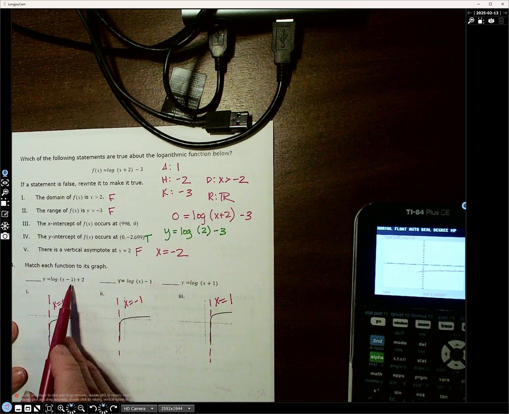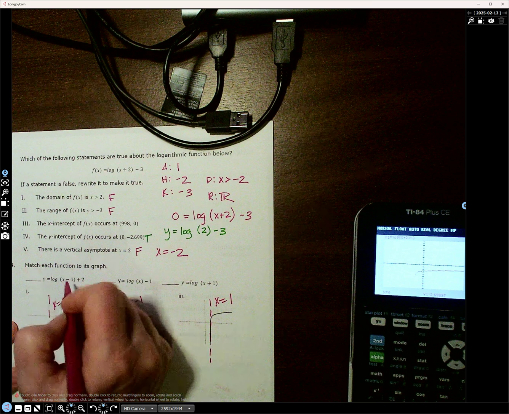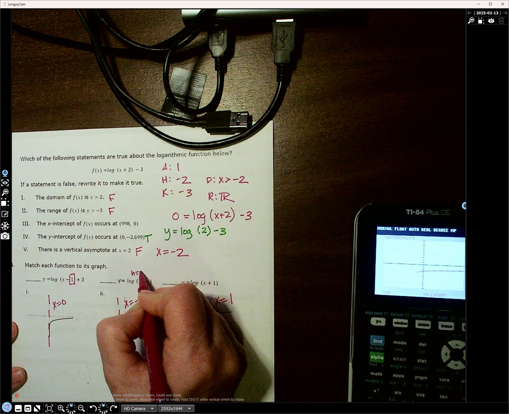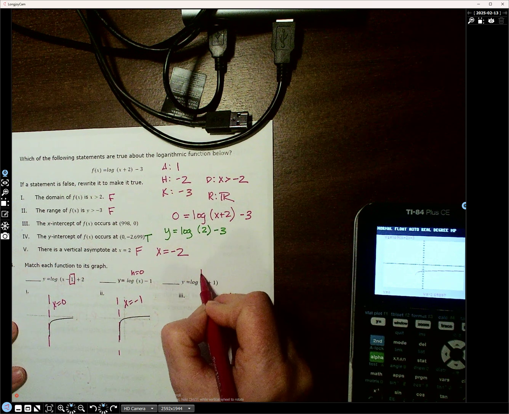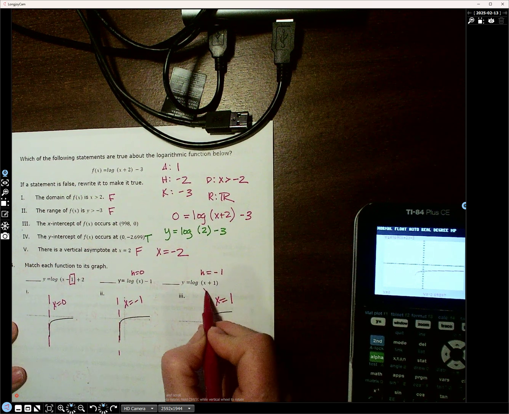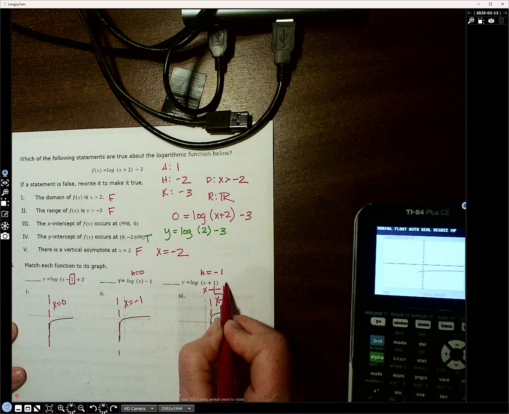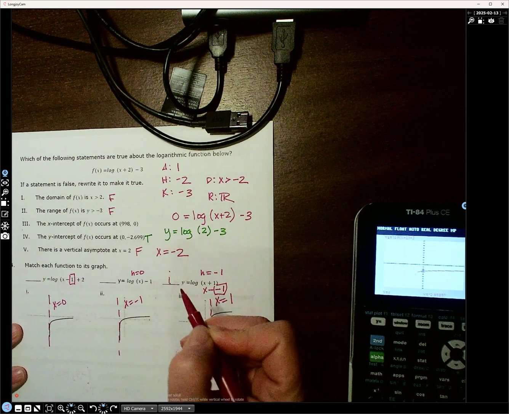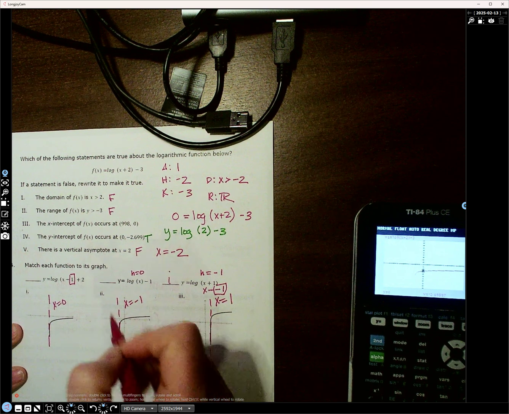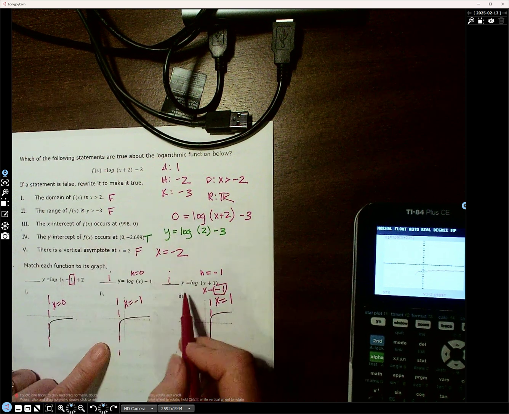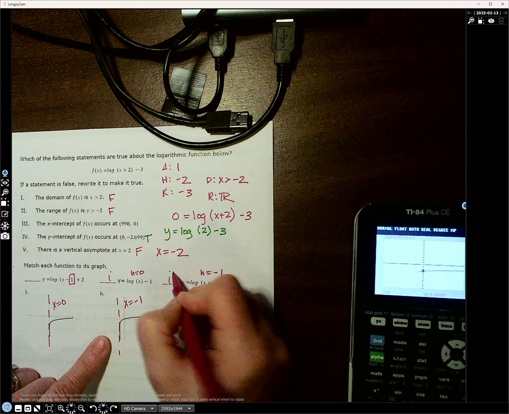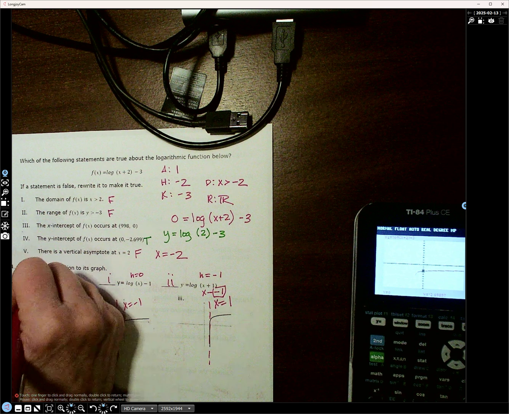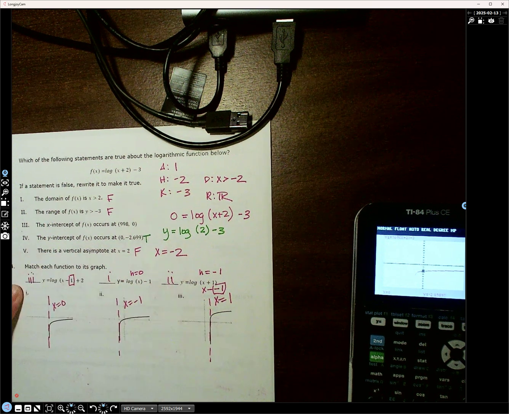Here we have a positive 1, right? Because it's x minus positive h. H is positive 1. Here h is 0. H equals 0. And here h equals negative 1. X minus a negative 1, right? So this is going to be I. H is 0 is going to be, I'm sorry, this is going to be I. I'm reading. This is negative 1, so it's here, double I. This is h is positive 1, so that's going to be triple, Roman numeral triple I.